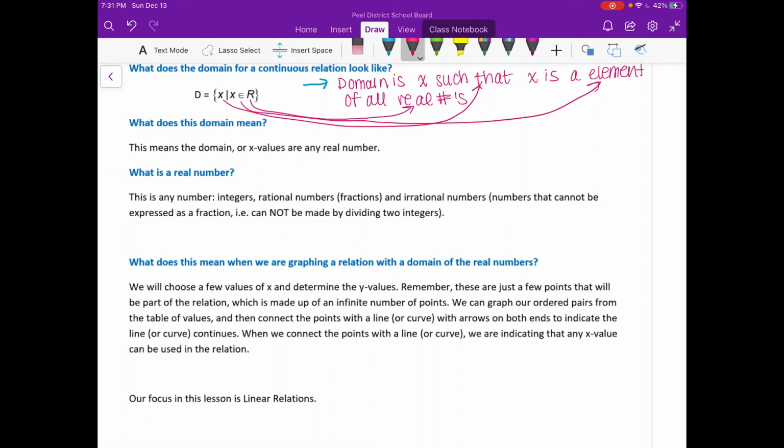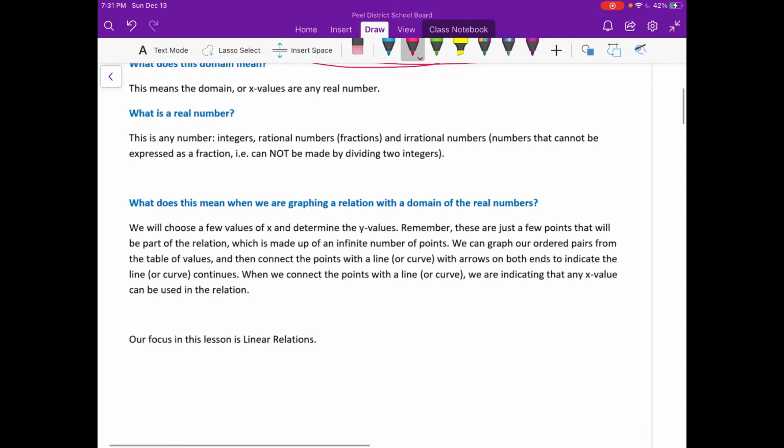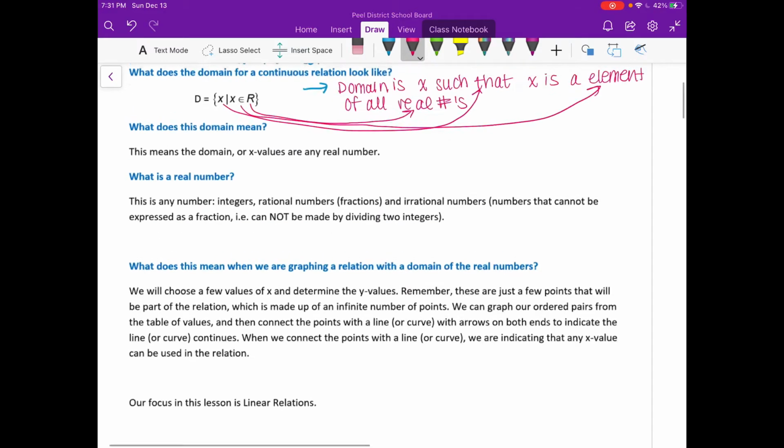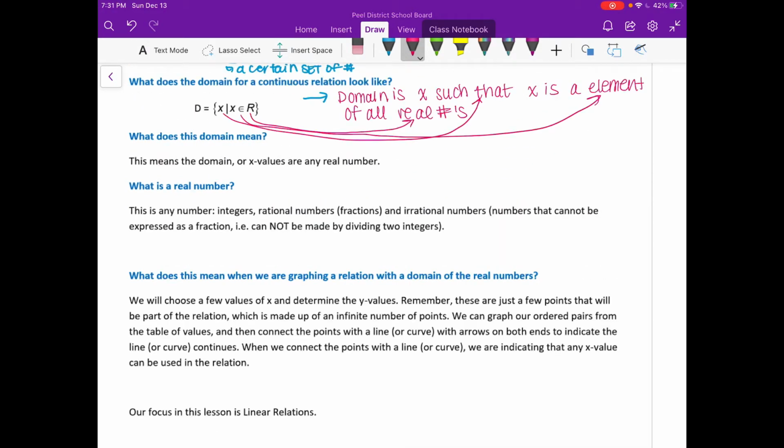A real number is any number: an integer, a rational number, so a fraction, or an irrational number, any of those. We'll talk about imaginary numbers when we get to grade 11, so don't worry about them for now. An irrational number is anything that cannot be made by dividing two integers. Okay?